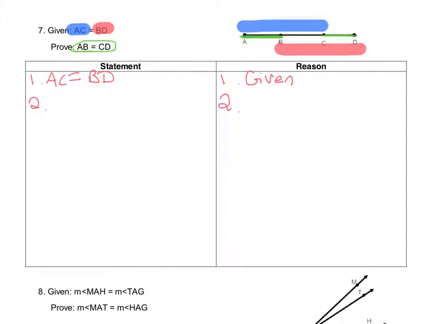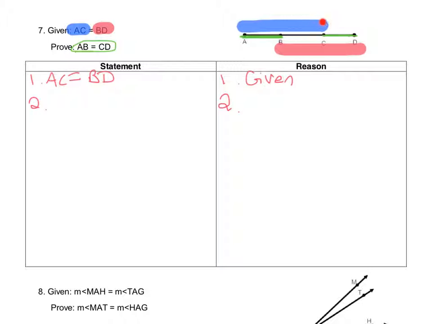Hi again. I've marked this diagram up already. We are given that AC is equal to BD. AC is this entire segment, which is equal length to this entire segment. And I've noted in green what we need to prove. We need to prove that this little piece is equal length to this little piece.